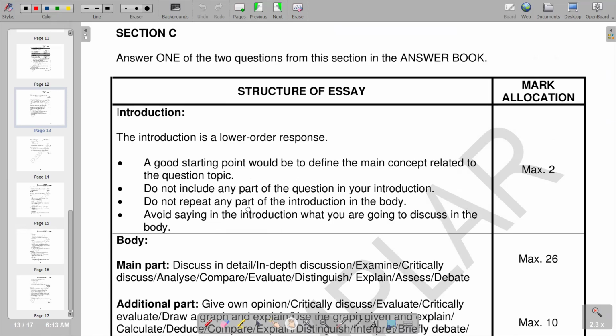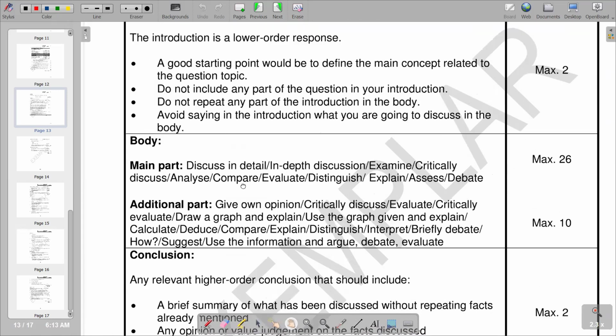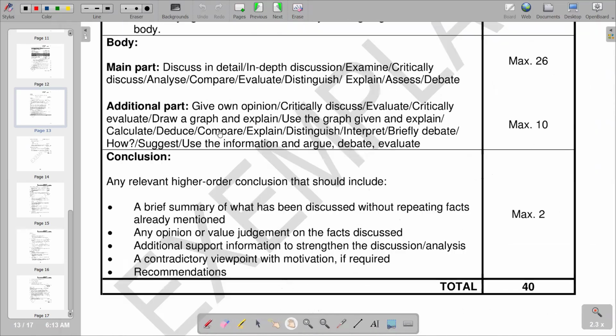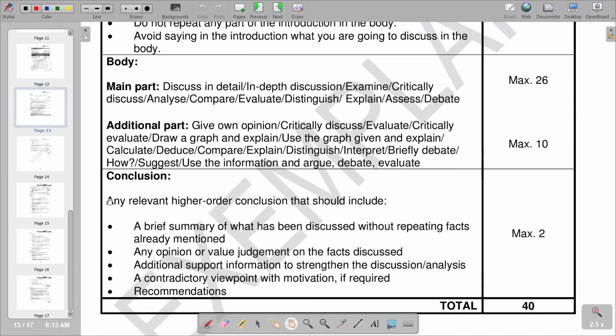And then we'll go to the main part, which you also need to go through. Then finally, we've got a conclusion, which can be a brief summary of what has been discussed without repeating facts already mentioned. It can include any opinion or value judgment on the facts discussed, additional support information to strengthen the discussion, or a contradictory viewpoint with motivation if required. So also you can come up with a recommendation. So these are the requirements.